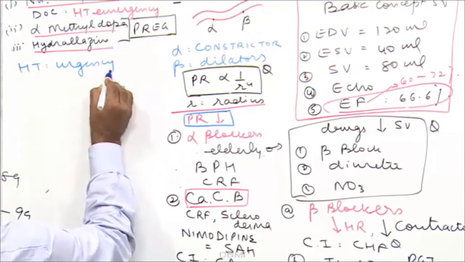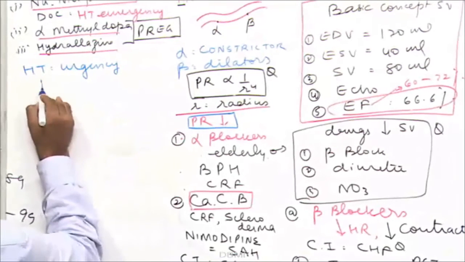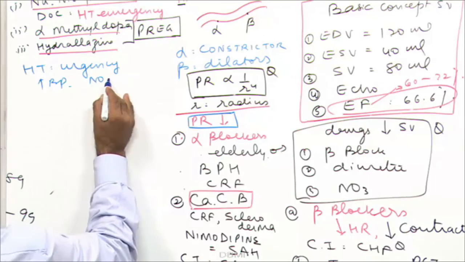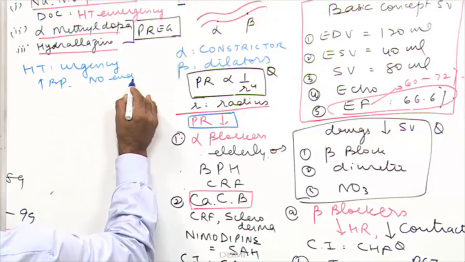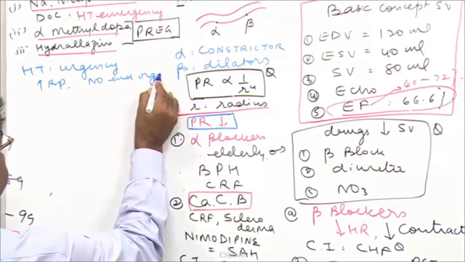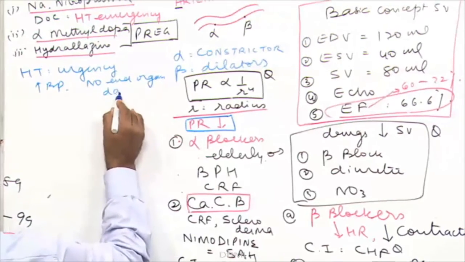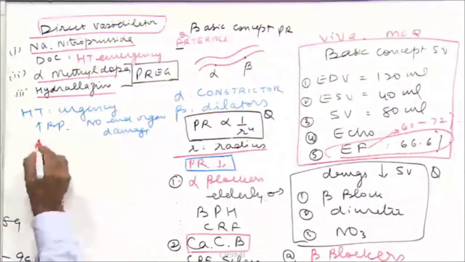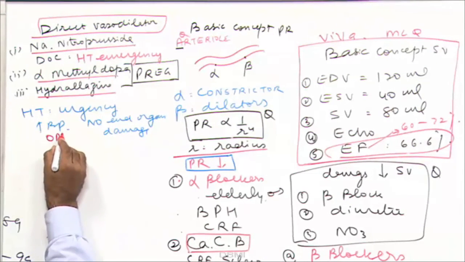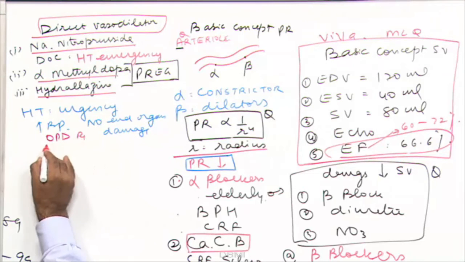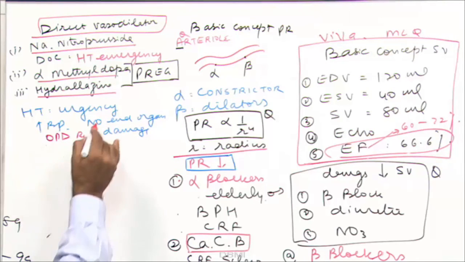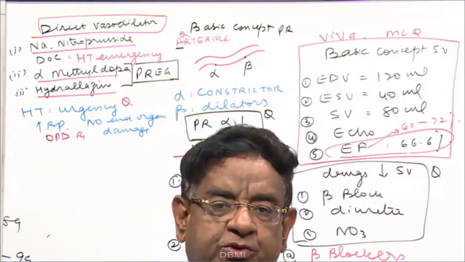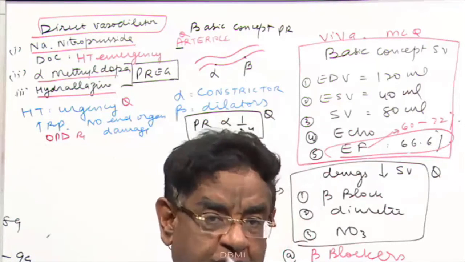BP is high, but no end organ damage. So you treat him with OPD treatment. This is a very frequently asked question. Viva question also, MCQ also. Of course, you have to write it in theory also.